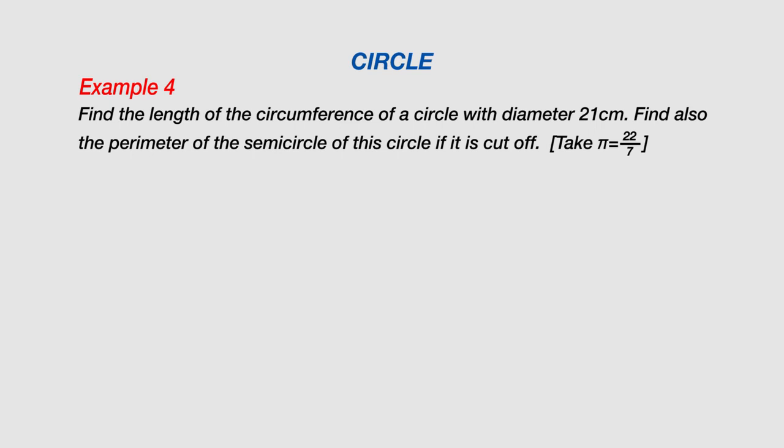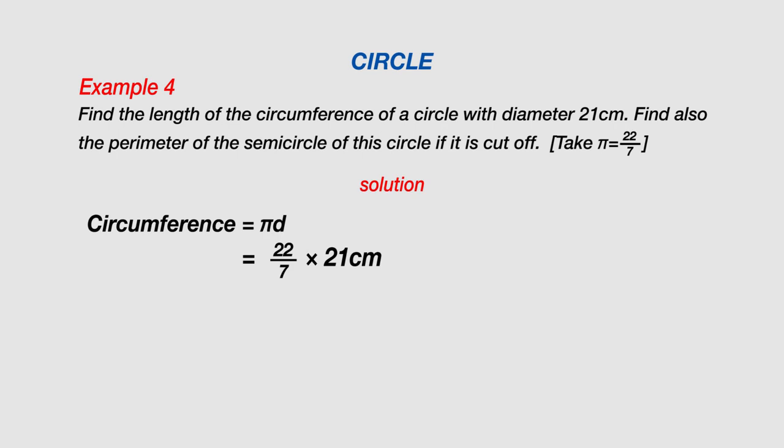So first we will find the circumference. The circumference is given by pi d, or 2 times pi times r. And that becomes 22 over 7 times the diameter, which is 21 centimeters. Now, in this case, you can cancel the 21 and the 7, and you get 22 times 3. That gives us 66 centimeters.